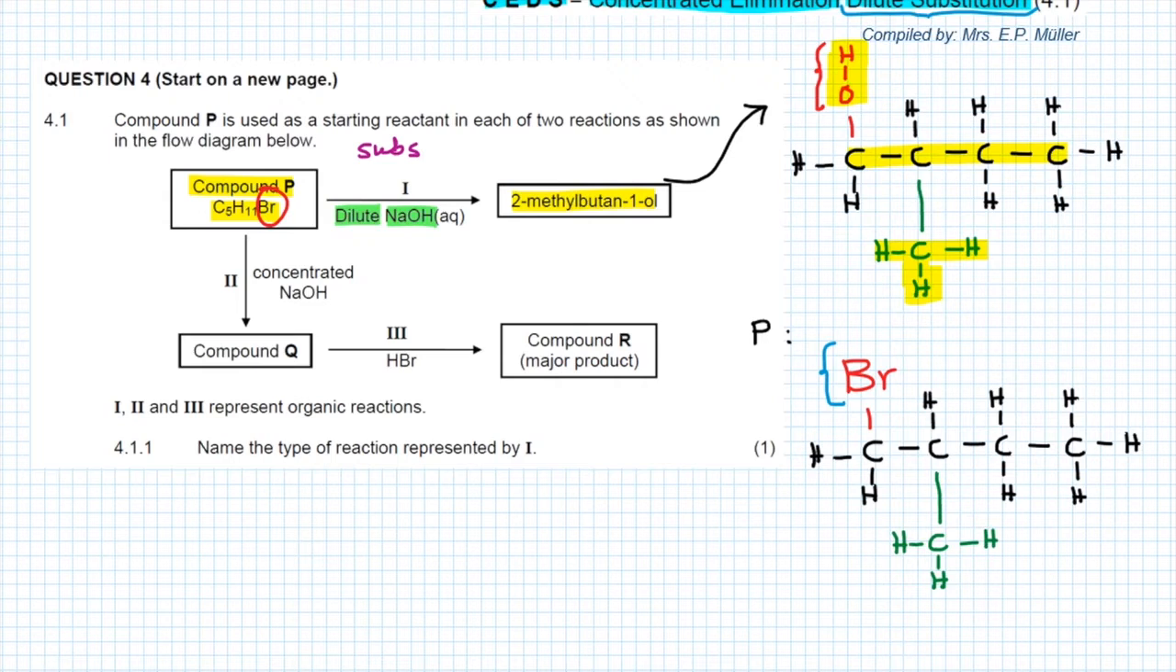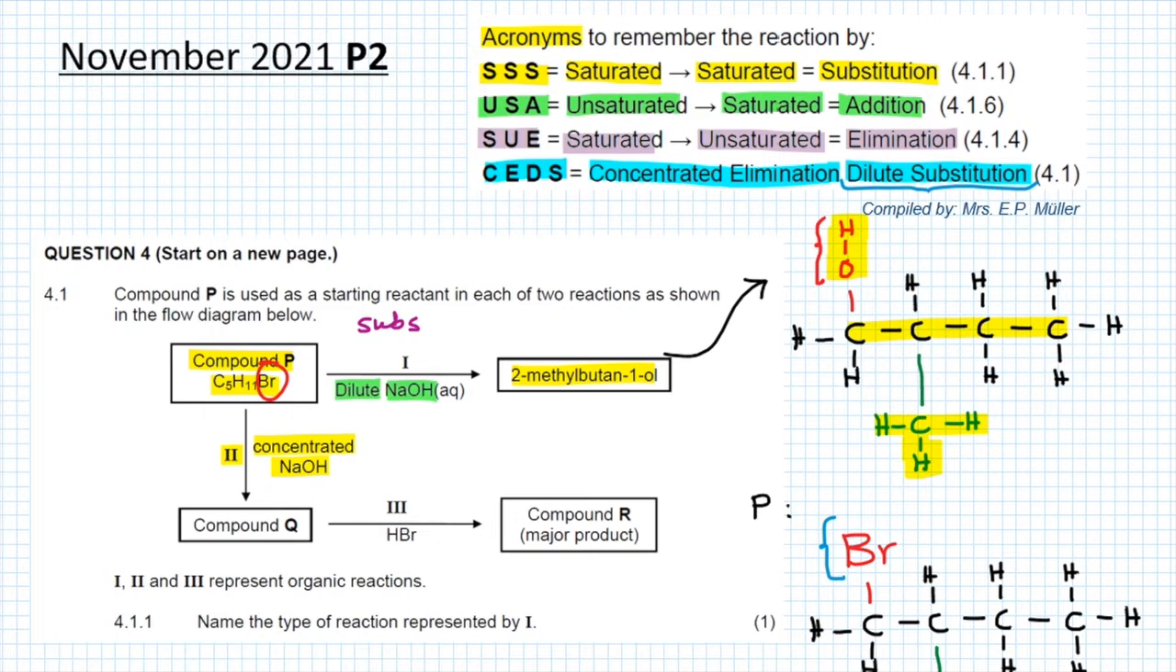We look at reaction number 2. It says concentrated sodium hydroxide. If we go up to the acronyms, we see concentrated is elimination. So already we know that reaction number 2 is an elimination reaction, and I'm going to write that down on my question paper. What is being eliminated? It's going to be this bromine atom, right? In the end of this reaction, we're going to end up with an unsaturated hydrocarbon, a salt, and water.